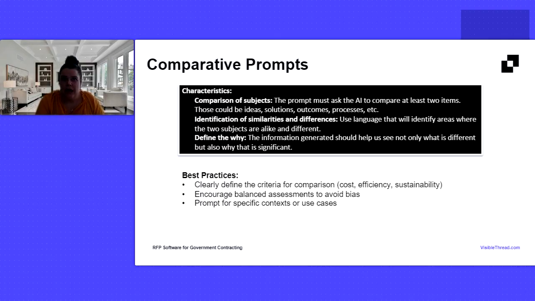So these prompts are really helpful when we're talking about decision-making, strategic planning, and again, content creation when you're looking at baseline and background research of content. Characteristics: again, at least two items to compare. They could be ideas, solutions, outcomes, processes, a lot of ways that you could apply this. It can be in a content creation avenue, or really excellent for idea generation, planning, those types of things.